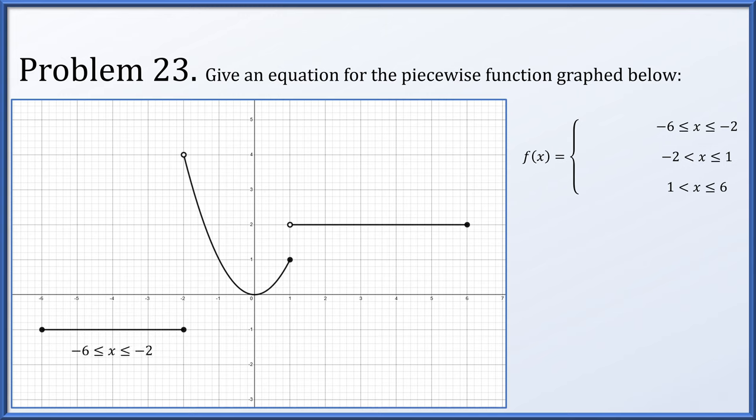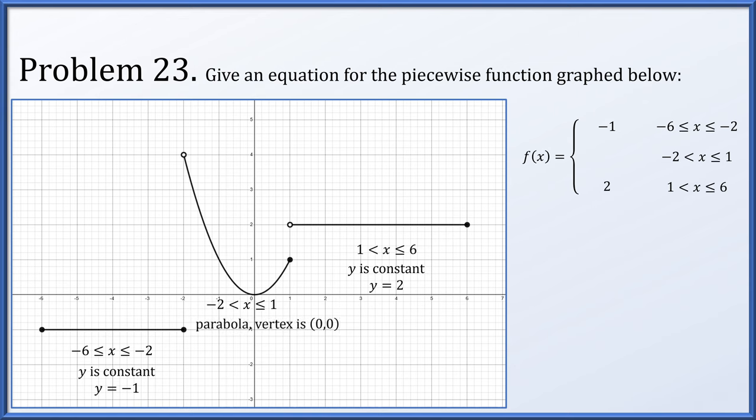So this leftmost piece is negative 6 less than or equal to x less than or equal to negative 2. This middle piece is negative 2 less than x less than or equal to 1, and the rightmost piece is the final bit, 1 less than x less than or equal to 6. Now on the left, we have a nice constant at a height of minus 1, so we're going to go ahead and put that in for our function. And on the right, we have another constant of 2. I'm just going for the easy bits first, why not?